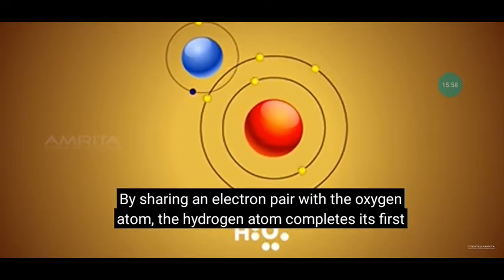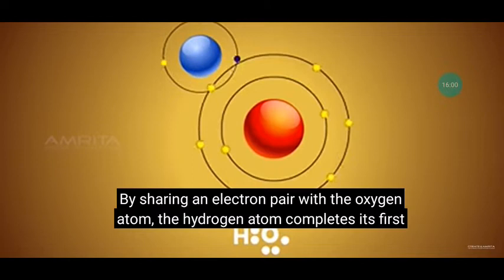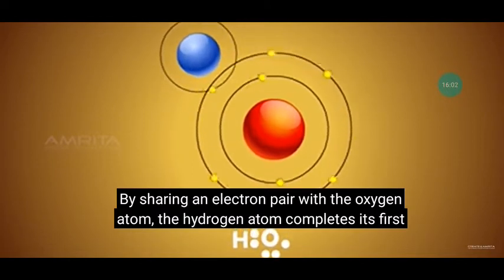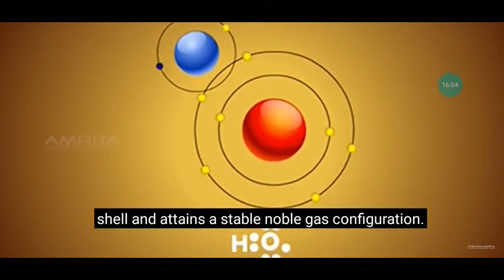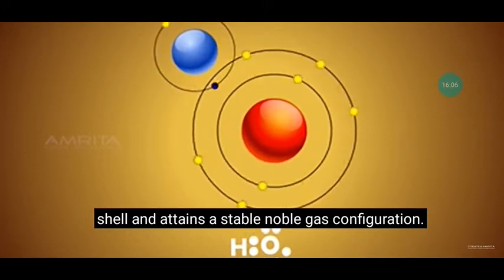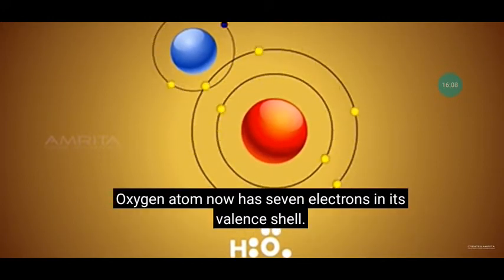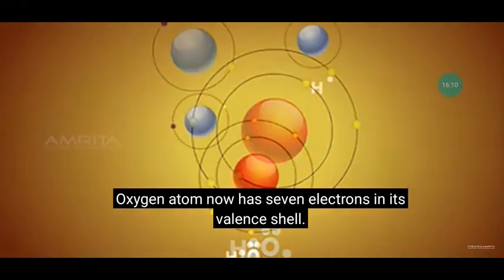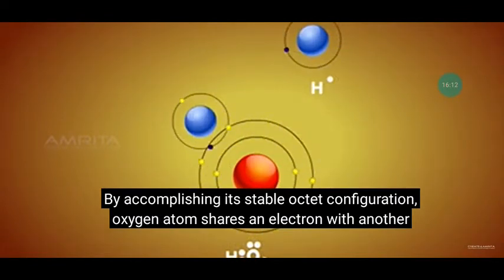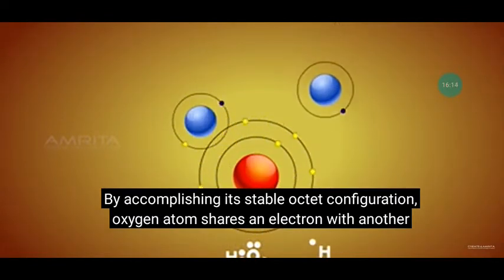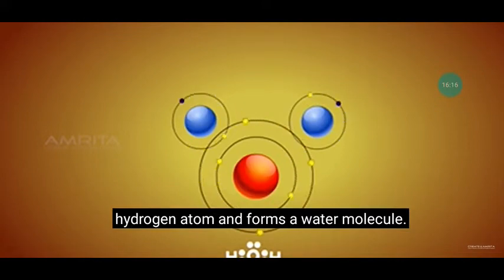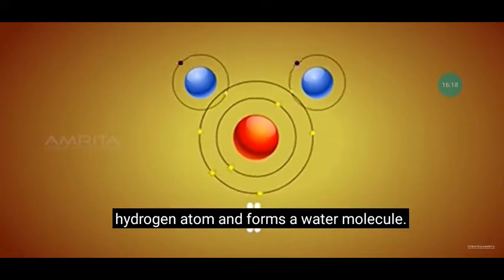atoms. By sharing an electron pair with the oxygen atom, the hydrogen atom completes its first shell and attains a stable noble gas configuration. The oxygen atom now has seven electrons in its valence shell. By accomplishing its stable octet configuration, the oxygen atom shares an electron with another hydrogen atom and forms a water molecule.